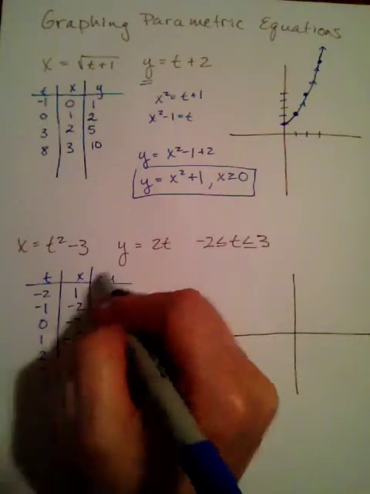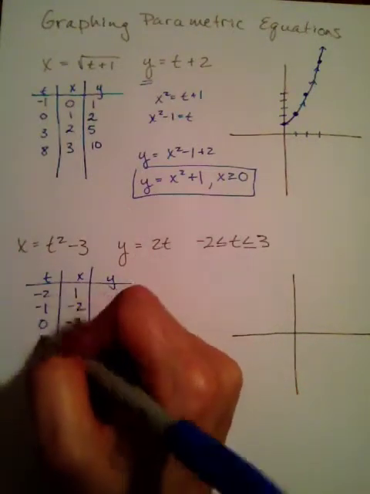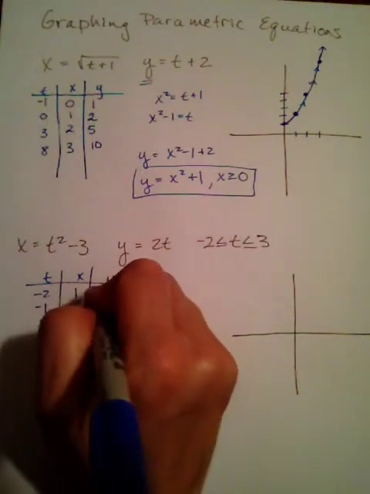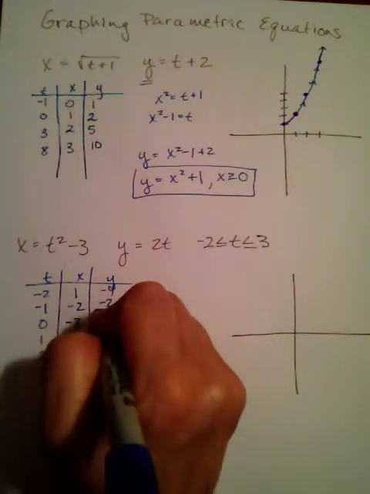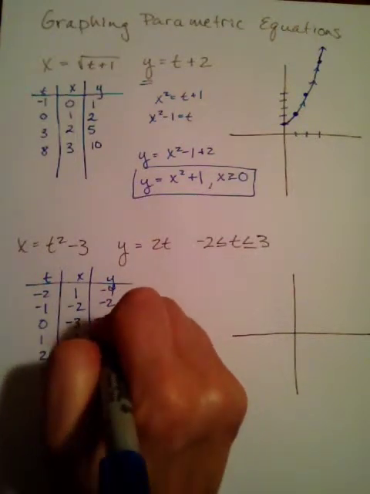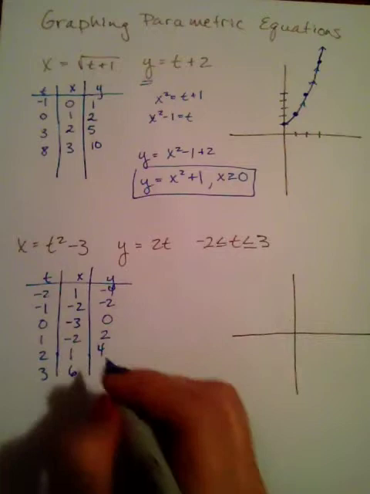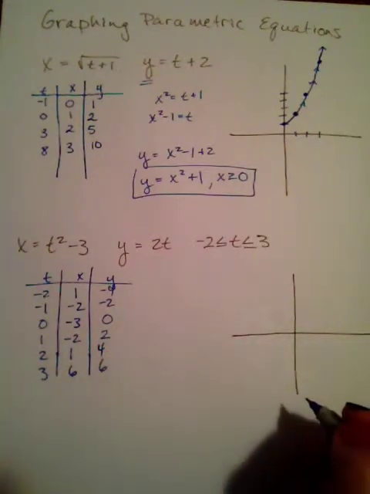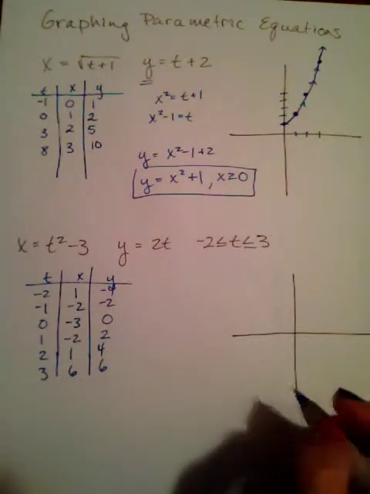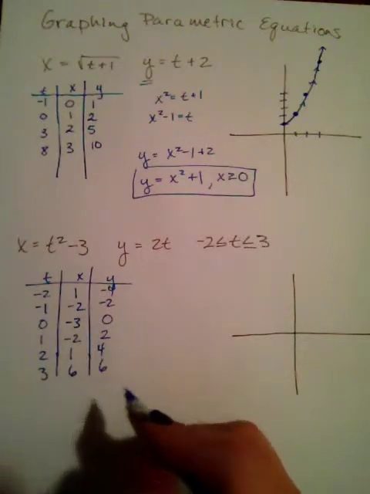For my y values, they will be double my time. So a negative 4, negative 2, 0, 2, 4, and 6. So the next thing I'll do is actually plot these points, but I'm going to pay attention to the order that the points are going in.